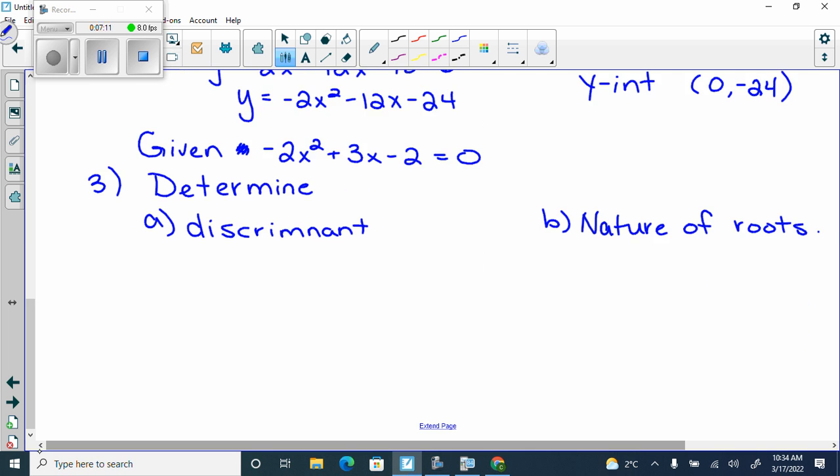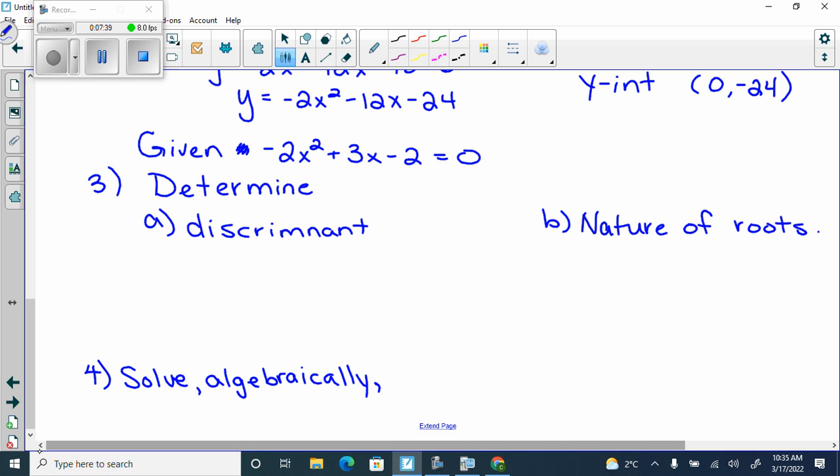That's number 3. Number 4, I want you to solve algebraically. I ask you to solve. What am I ultimately looking for in the end? Your x-intercepts. I'm looking for x equals something. There are two ways you can solve algebraically in this unit. What are the two ways you can solve algebraically?